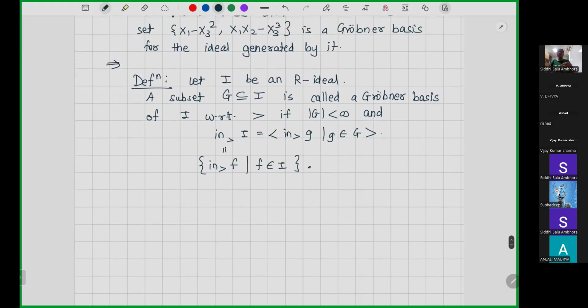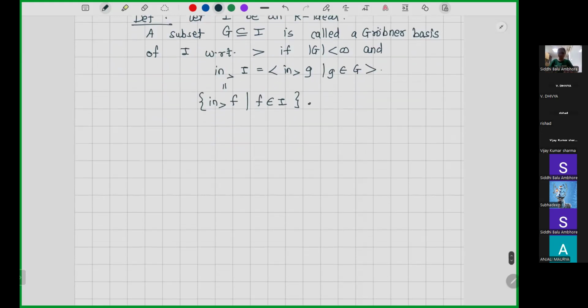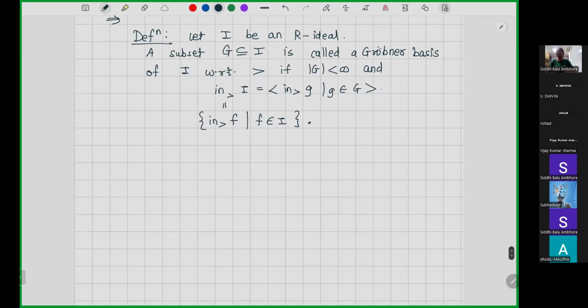Is this okay? The definition of Gröbner basis. So it is a set for which the initial terms of elements from G generate the entire initial ideal. I hope that is okay. Is there any problem in the definition? If there is doubt, please let me know.